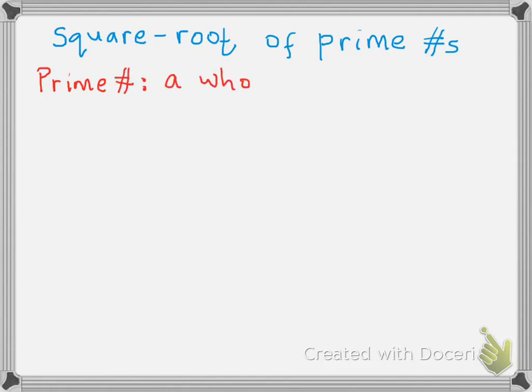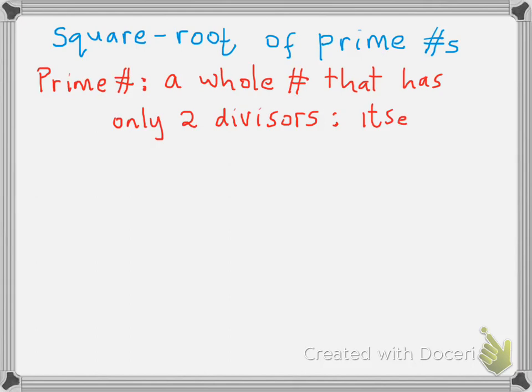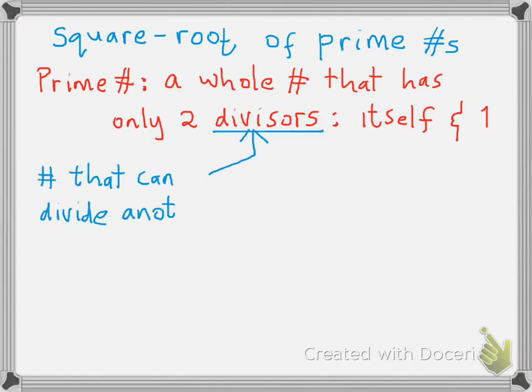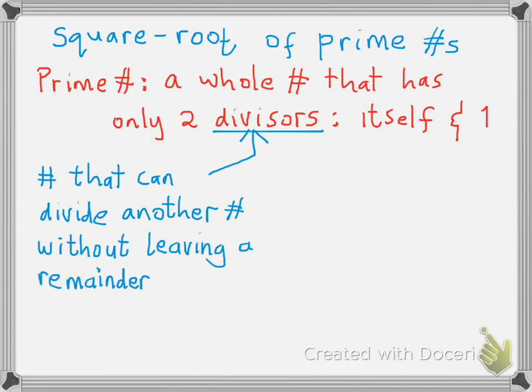You also have a group of numbers that you can form on the real number line, the square root of prime numbers. Now, what's a prime number? A prime number is a whole number that has only two divisors, itself and 1. What do we mean by divisors? A divisor is a number that can divide another number without leaving a remainder.